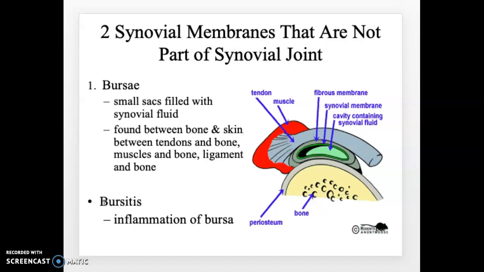You guys may have heard of bursitis. Anytime you see itis at the end of a word, it means inflammation. So bursitis is inflammation of the bursa. When this gets inflamed, it starts to rub against the bone and the tendon, and that causes a lot of pain.